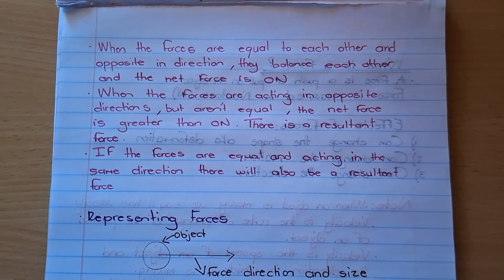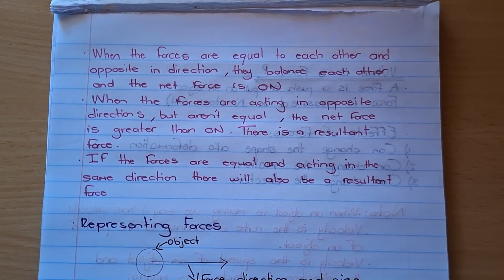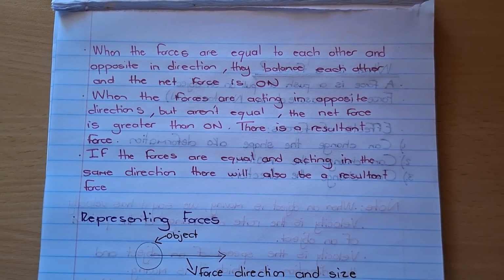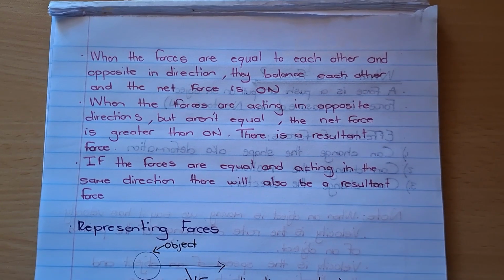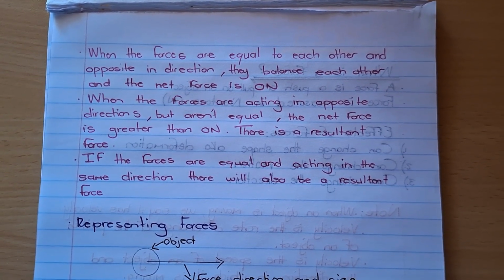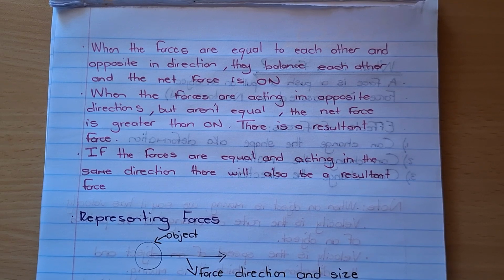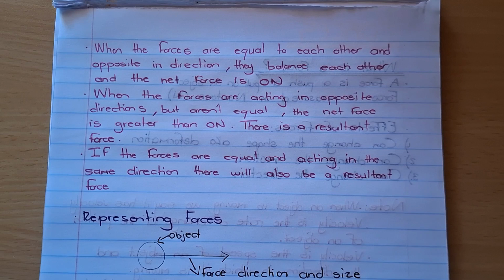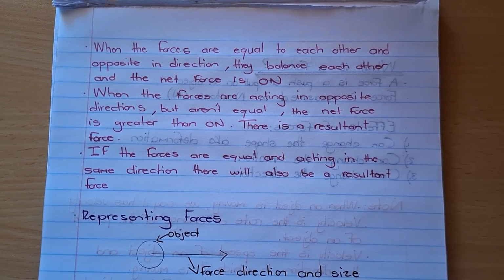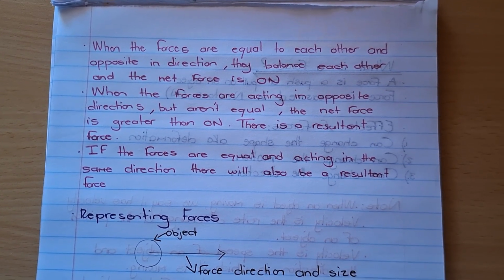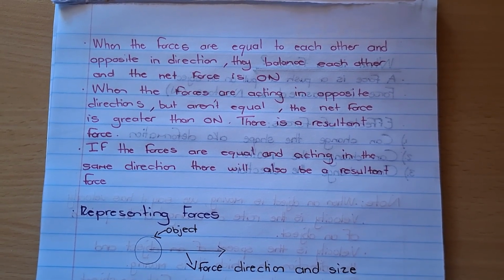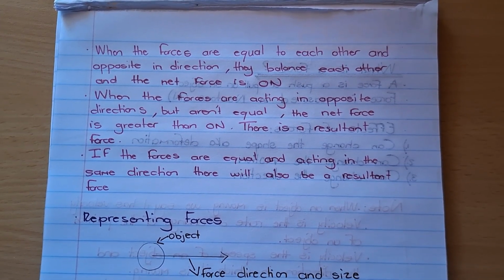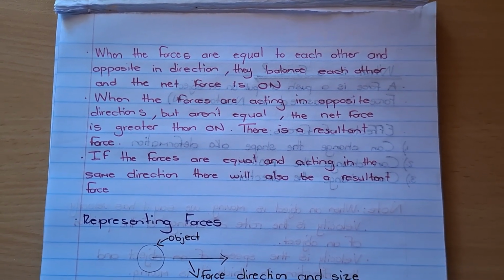Okay, then when forces are acting in opposite directions but aren't equal, the net force is greater than 0 newtons, and there is a resultant force. So for example, let's say you're having a tug of war, and you have 3 people on one side and 4 people on the other side. Hypothetically, the 4 people pulling the rope are pulling it towards them, which means they're exerting a larger force than the 3 on the other side. So since there's no equal force there, the net force will be greater than 0 newtons.